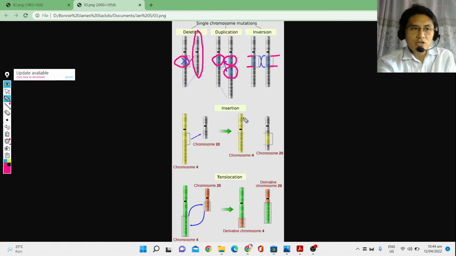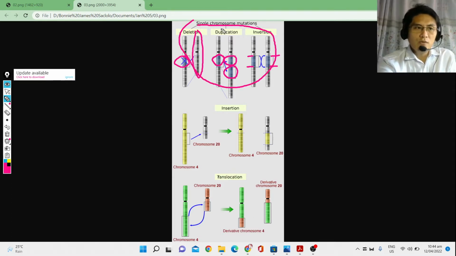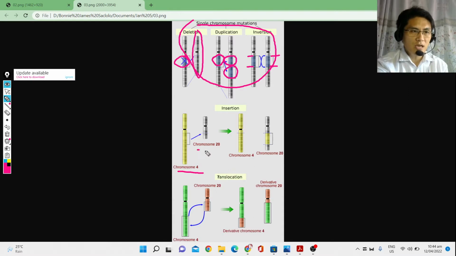And then you could have insertion. Now, this is, by the way, for single chromosome mutation, meaning it only involves one chromosome. A part of it is deleted, a part of it is duplicated, or a part of it is inverted. Now, you could also have mutations which involve more than one chromosome. In this case, for example, it involves chromosome 4 and 20. What happens here is that part of chromosome 4 is inserted into chromosome 20, such that now chromosome 20 becomes longer and chromosome 4 becomes shorter.